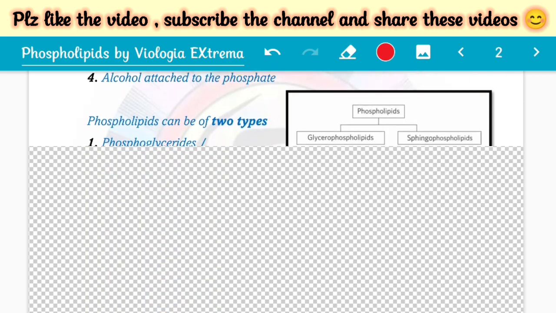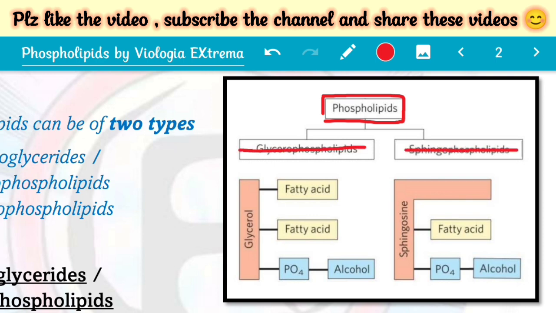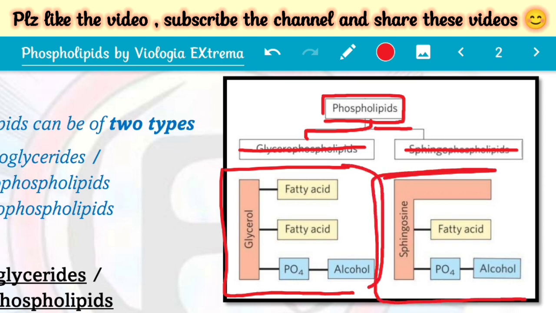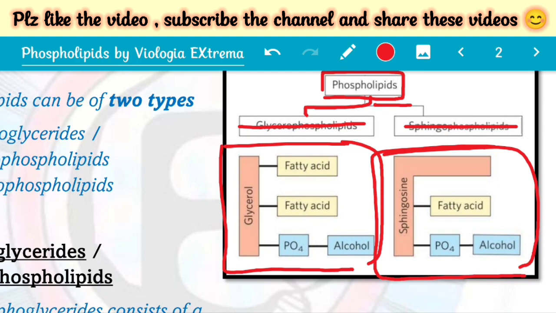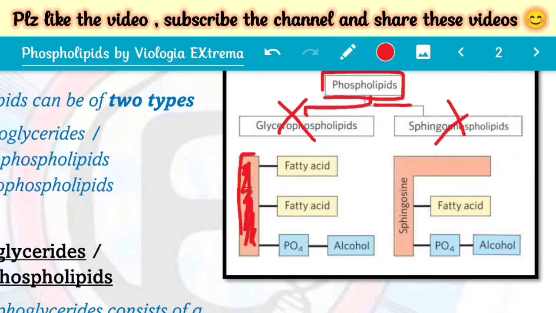So look at this diagram, where the phospholipid is classified into two types. We will look at that later, but for the moment, focus just on these diagrams. In a phospholipid we will find a main alcohol. These are two examples we have here.